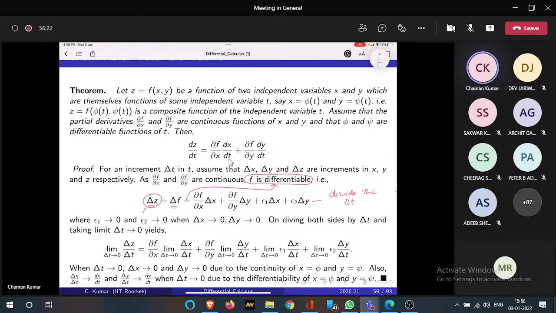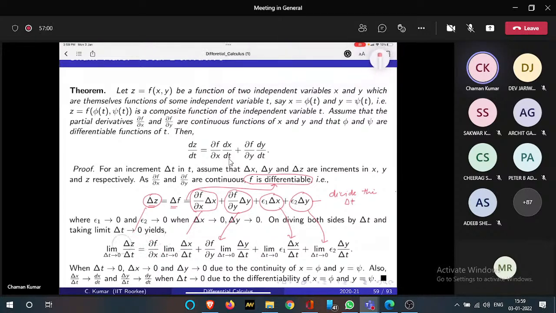So the left hand side will be the limit as delta t goes to 0 of delta z by delta t. The right hand side will have del f by del x. This does not depend on t, so you can take this out of the limit. This is just a constant. So you get this term, and this will give you this term, this will give you this term, and this will give you this term.